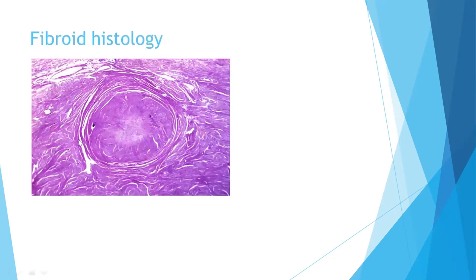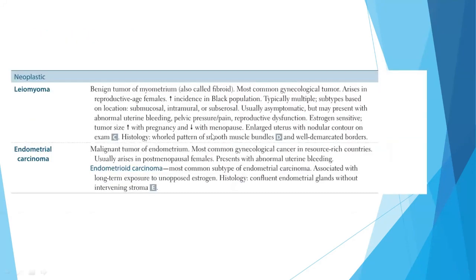So this is the fibroid histology showing you, this is the muscle layer, and you can see this is the pseudocapsule that is surrounding this, and you can see a typical musculature-like structure all around. Leiomyoma is a benign tumor of the myometrium. It is the most common gynecological tumor and arises in reproductive-age females, and we have discussed leiomyoma in other videos too, so I will not go into detail about that.